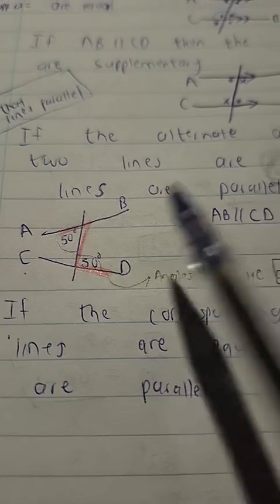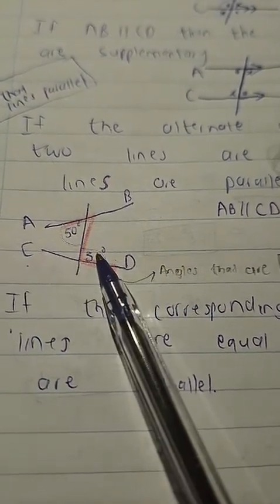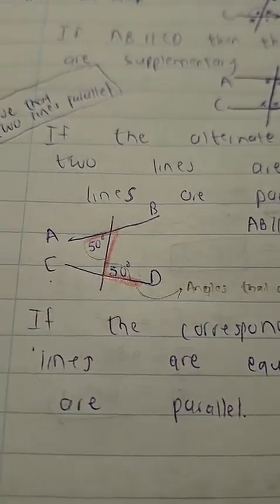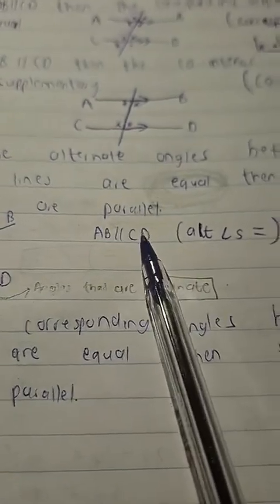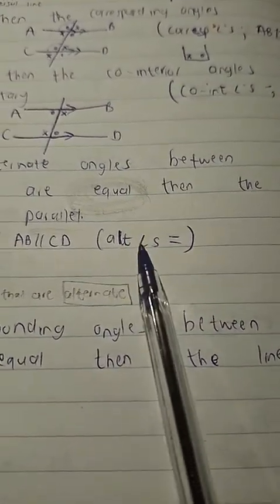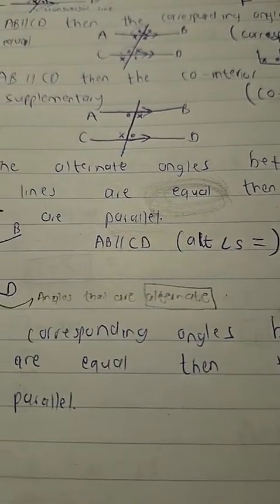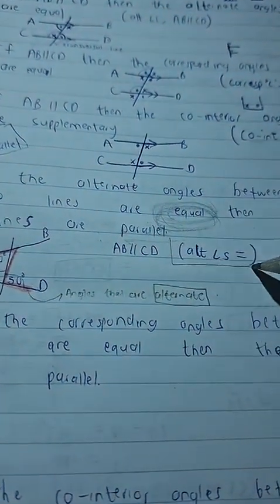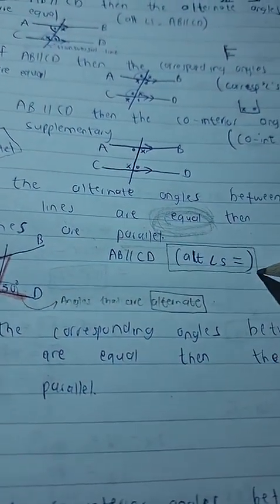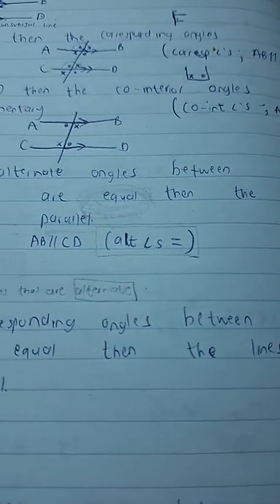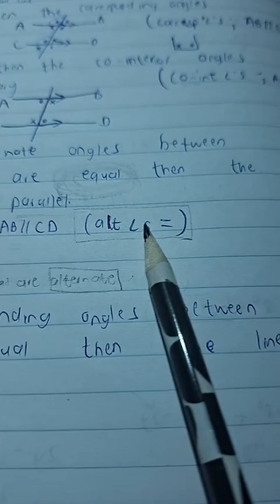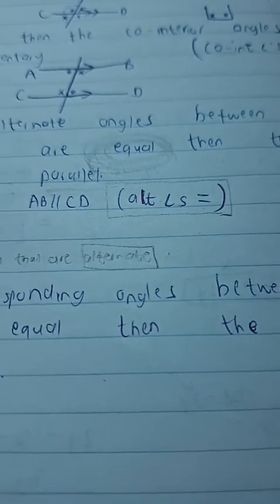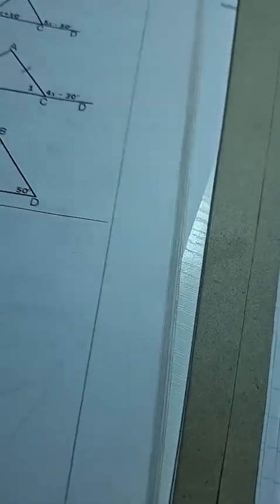And as being alternate angles, we can see that the angles are what? Are equal. Therefore, AB and CD must definitely be what? Be parallel lines. What's the reason? Alternate angles are equal. So this is a reason that we use. When we want to prove whether lines are parallel or not, we use this reason. Alt angles equal. Okay, let's move on.